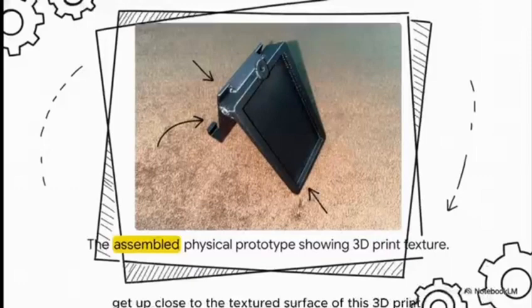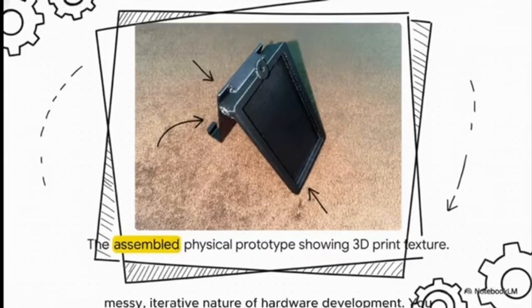If you get up close to the textured surface of this 3D print, it reveals the raw, messy, iterative nature of hardware development. You can literally see the layer lines from the plastic filament being extruded and a few rough edges hanging around the hinge pin. And you know what? That is perfectly normal at this stage. It's definitely not polished enough for retail shelves just yet, but it does exactly what it is supposed to do. It serves as a fully functional proof of concept that proves beyond a doubt that the folding geometry actually works.